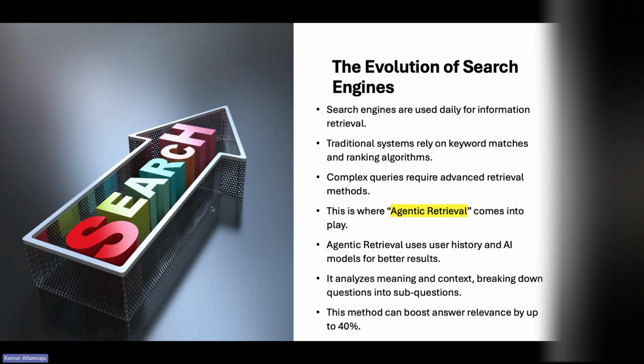But what if the question the user asks is complex in nature, or involves multiple subtopics, like hotels in New York, but it has to be in downtown, or it has to have all these features? I'm just giving you a silly example, right? That's where agentic retrieval comes into play.